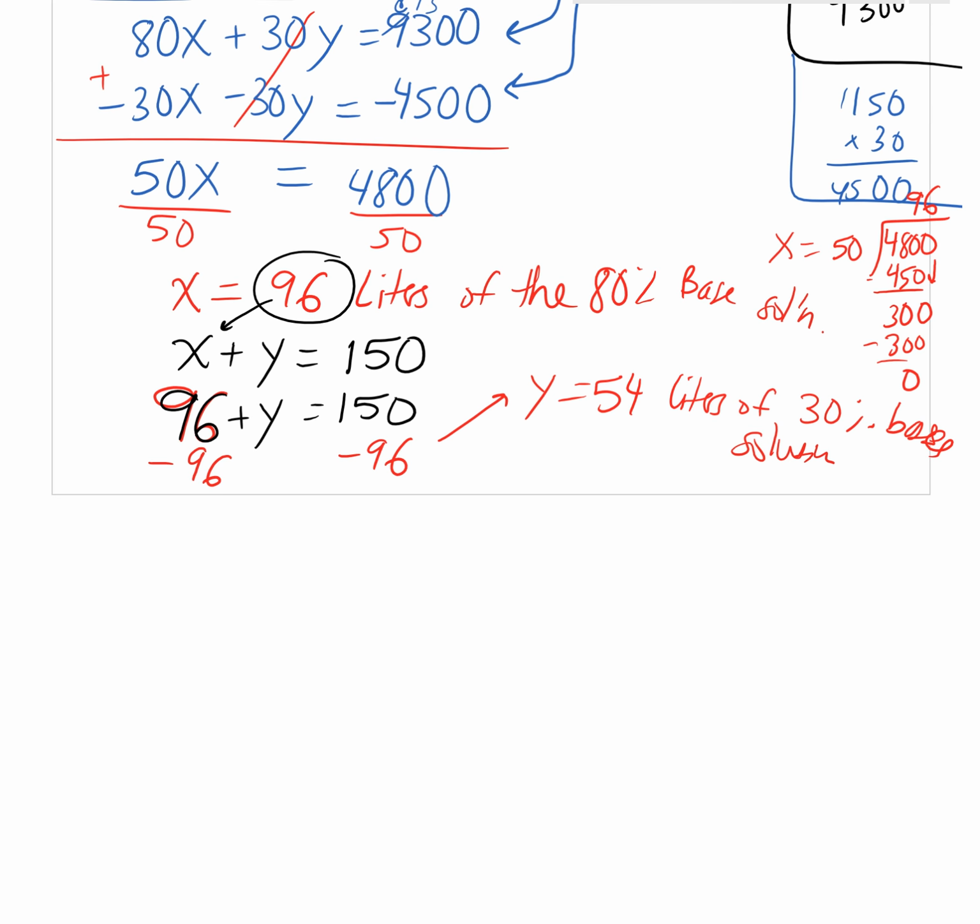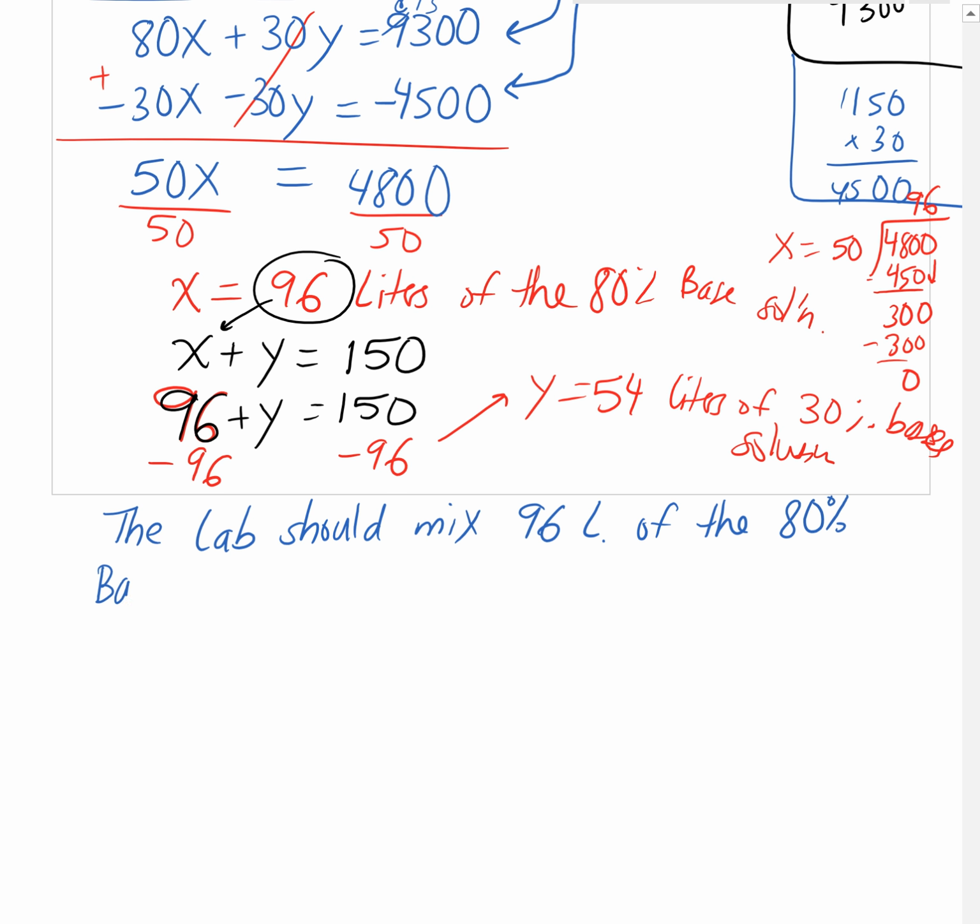And you know how it goes. We should probably sum it all up. After all that work, I'm not too excited about writing it all out, but that's okay. So I'll say this lab should mix 96 liters. You're free to abbreviate, don't feel like you have to write the word liter out. 96 liters of the 80% base solution with how many liters of the other guy? 54 liters of the 30% base solution.